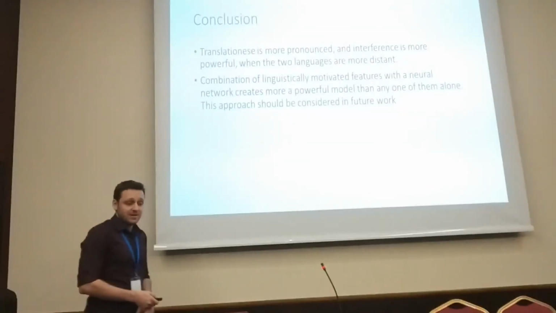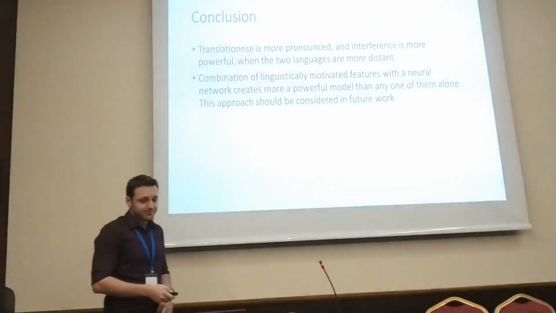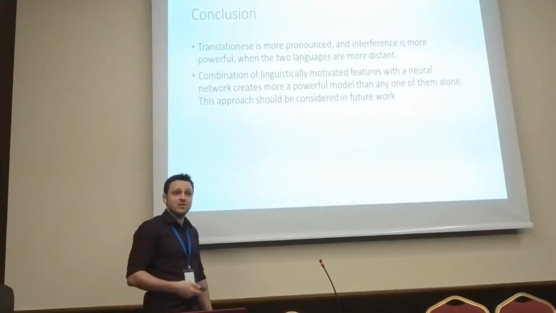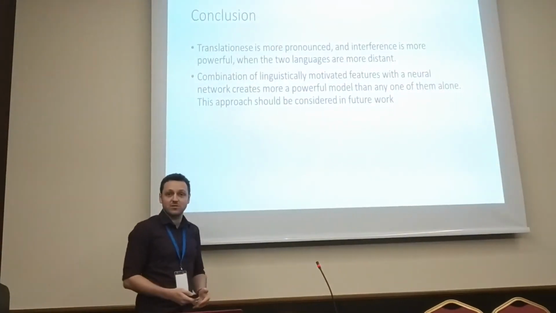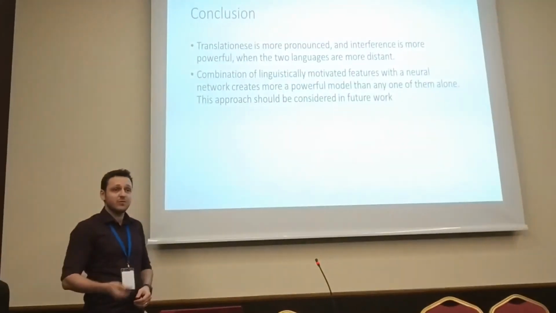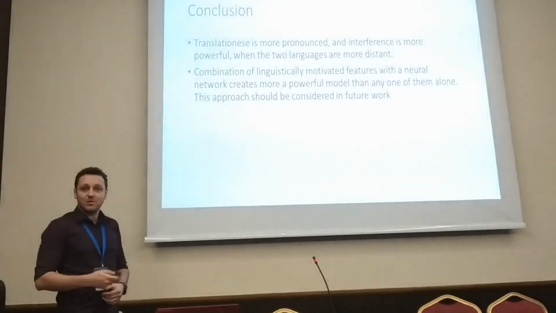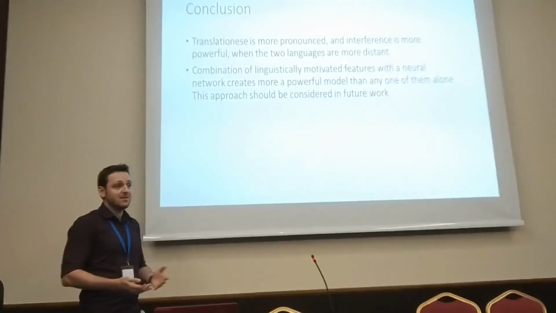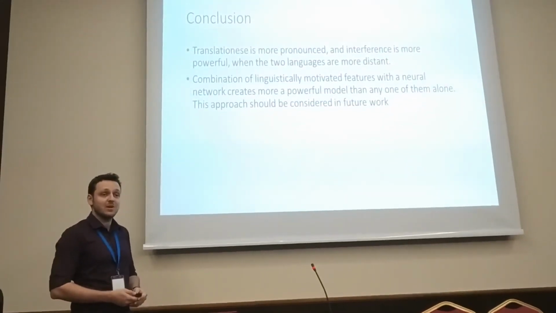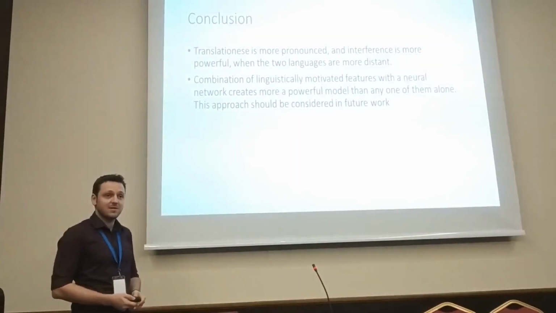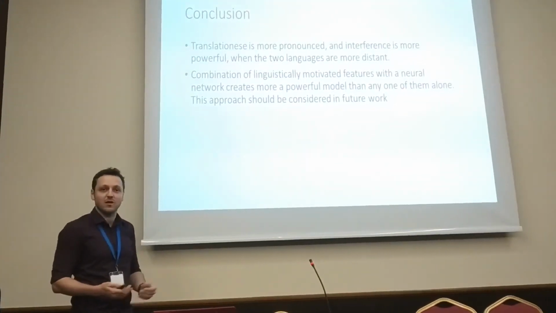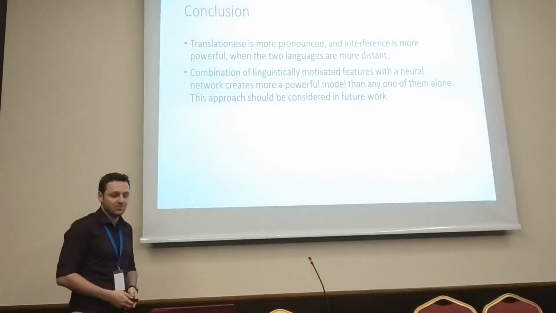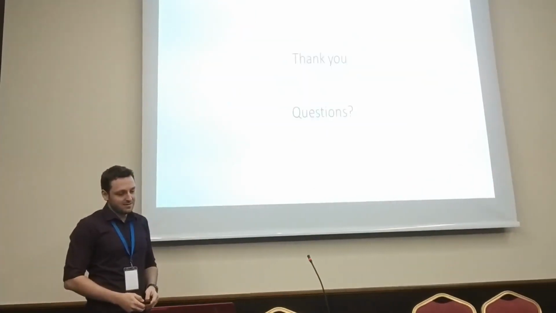That's it, to conclude. As I mentioned before, translation is more detectable when the two languages are more distant, and a combination of features with a neural network architecture can result in a better model. But there should be more research in future work on how to combine those features into the neural network. That's it.